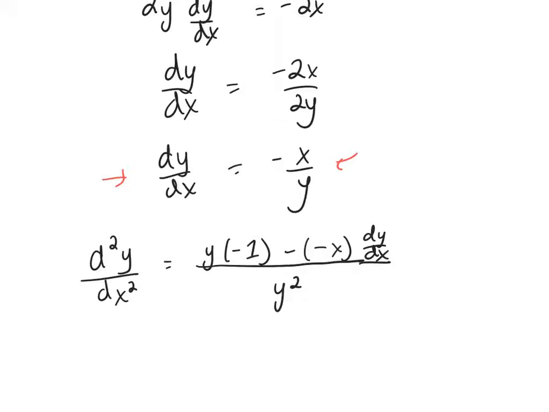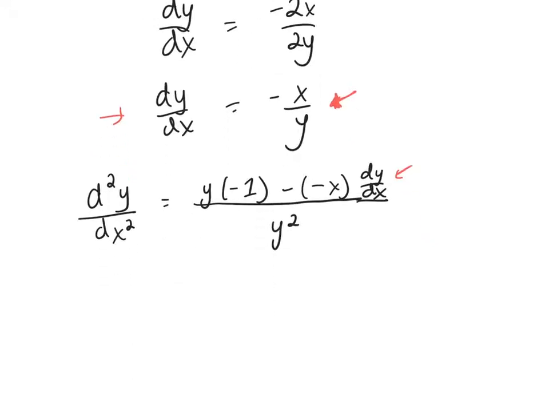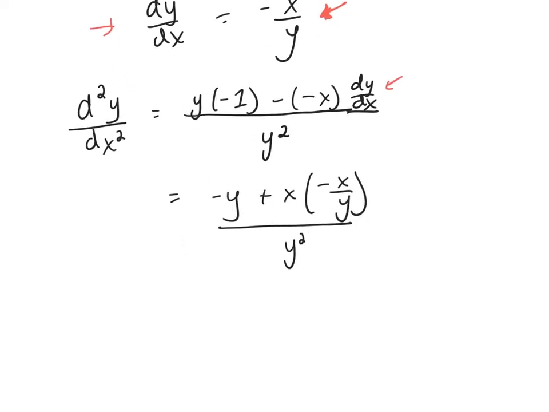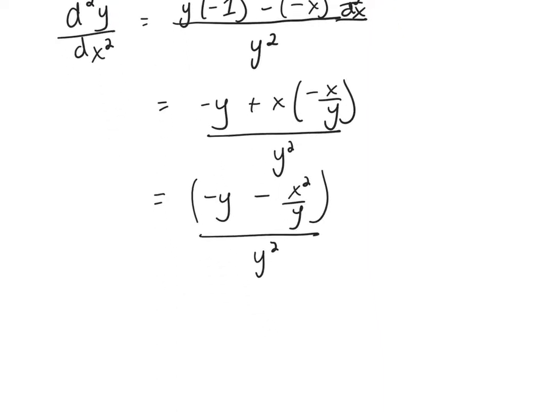And if you see, we have this dy/dx here. And so you're going to have to substitute this formula we have on the previous line right here. I'm going to have to plug that in to get my second derivative. So I'm getting negative y plus x times negative x over y. Okay, and now we're going to simplify again here. So I'll have minus x squared over y. If we get a common denominator in the top, it would be y.